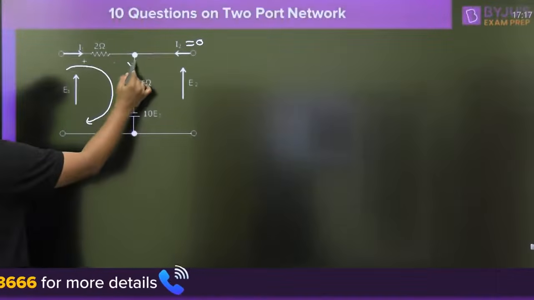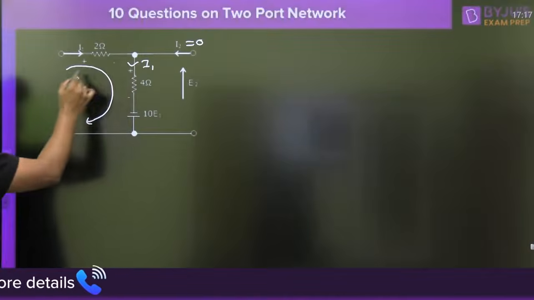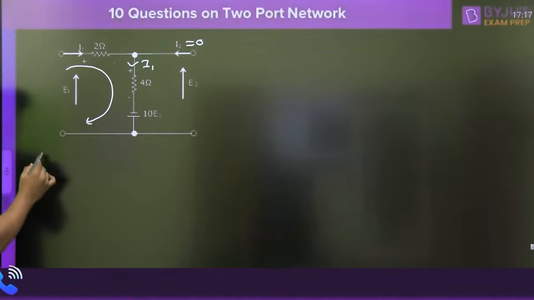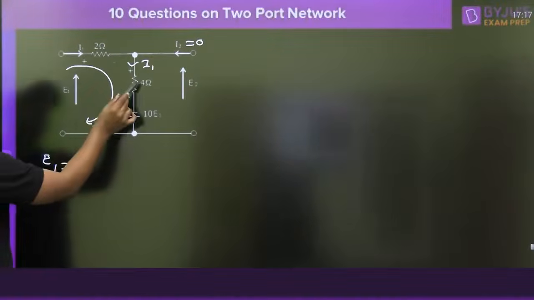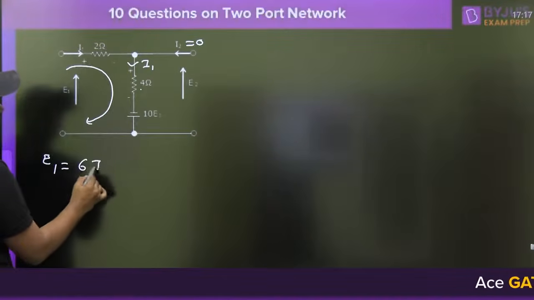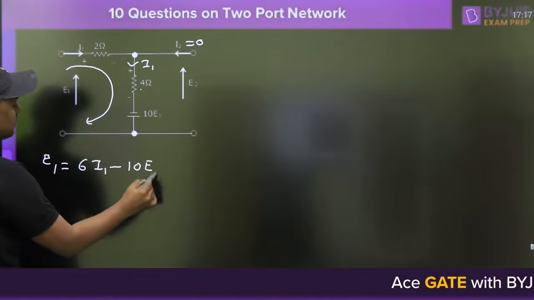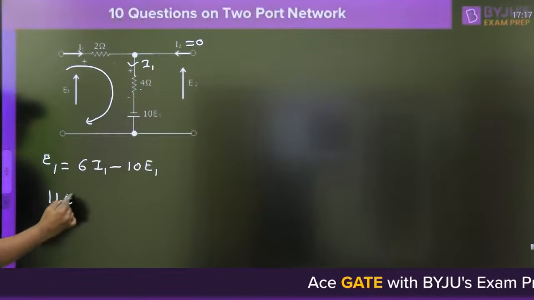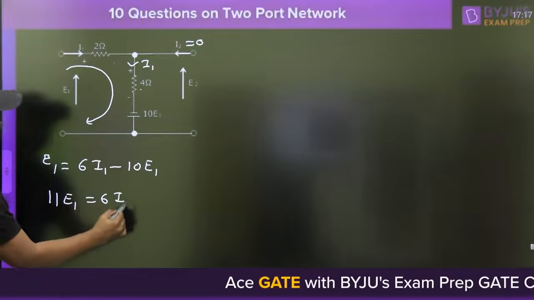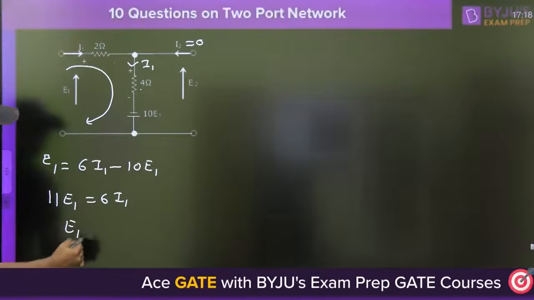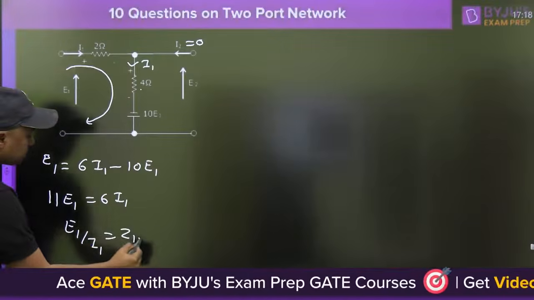And what is the current here? I1 only, because I2 is 0, and V1 means E1. So E1 is equal to (2 plus 4) 6 times I1 minus 10 times E1. This will become 11 times E1 is equal to 6 I1. So what is E1 by I1? That is the Z11, 6 by 11.